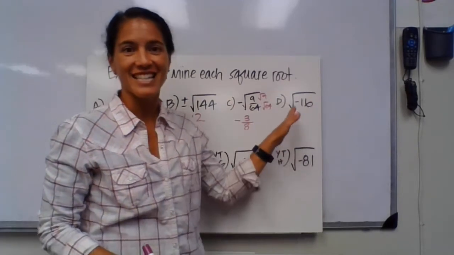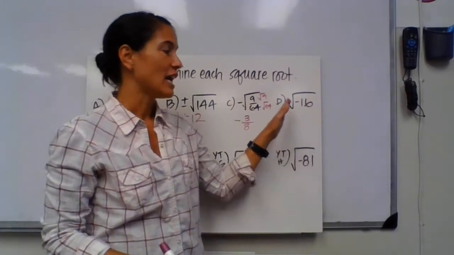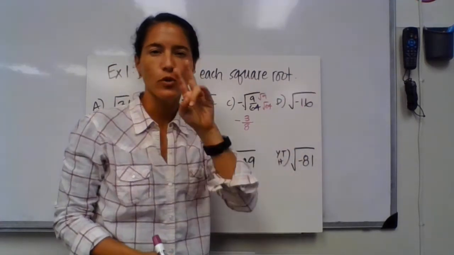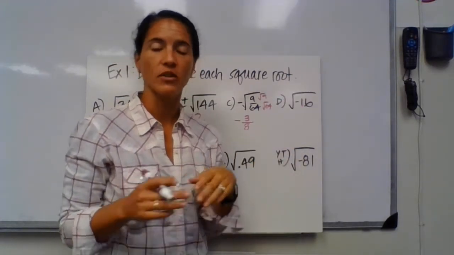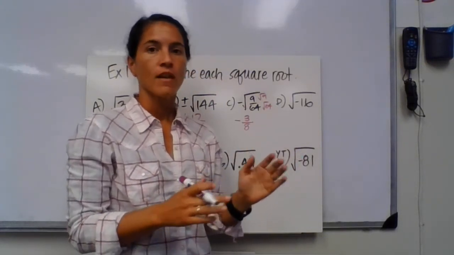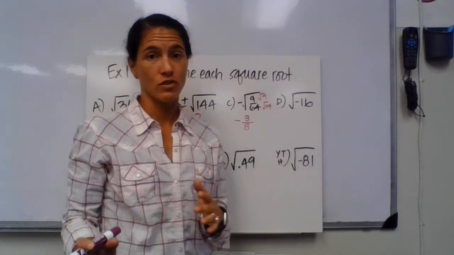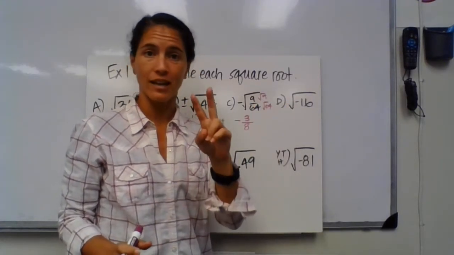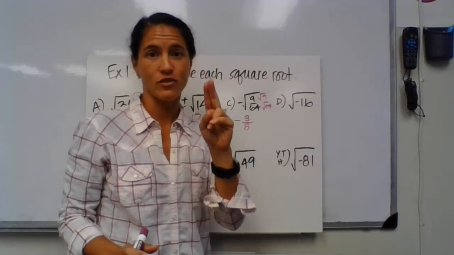Now letter D has negative 16 in the radical. And this one I want to talk to you about because negative 16, what two equal factors can give you a negative 16? Well, you might be thinking 4 and 4, but 4 times 4 is 16, and negative 4 times negative 4 is also 16. The only way to get a negative is to have one positive and one negative, and then they're not equal factors anymore.